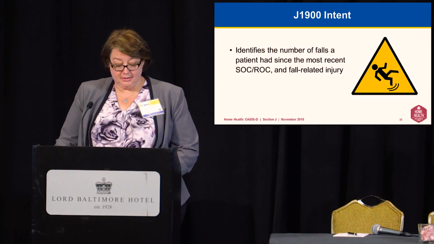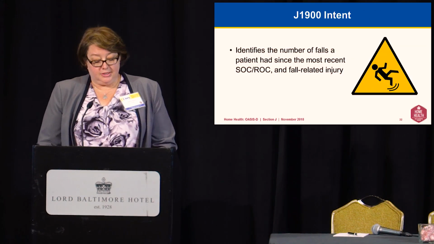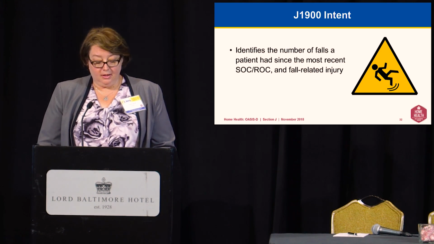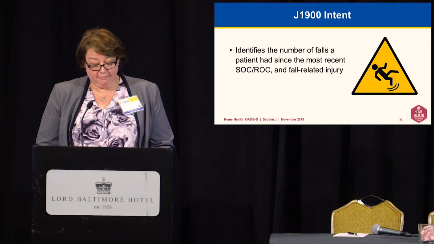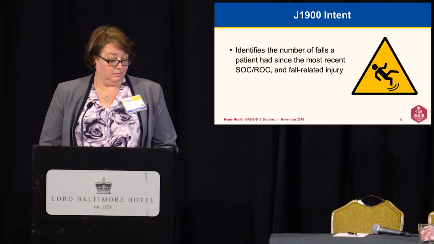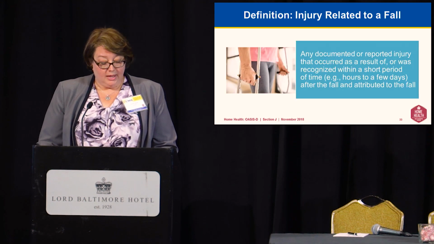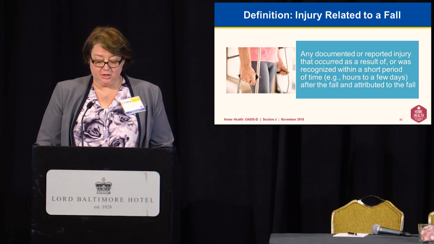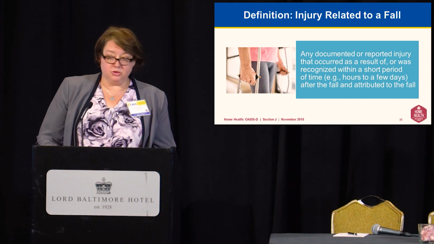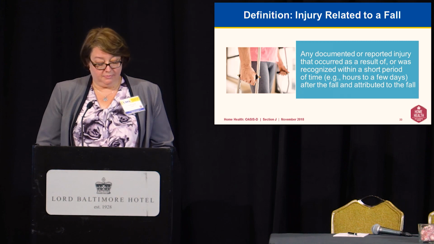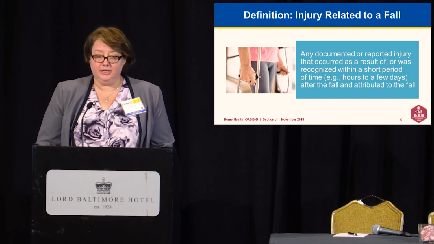Let's look at the item intent. The intent of J1900 is to identify the number of falls a patient sustained since the most recent SOC/ROC and the category of fall-related injury. With that in mind, let's define some of the concepts associated with an injury related to a fall. Any documented or reported injury that occurred as a result of, or was recognized within a short period of time, hours to a few days, after the fall and attributed to the fall. That's what we're talking about when we're talking about fall-related injury.